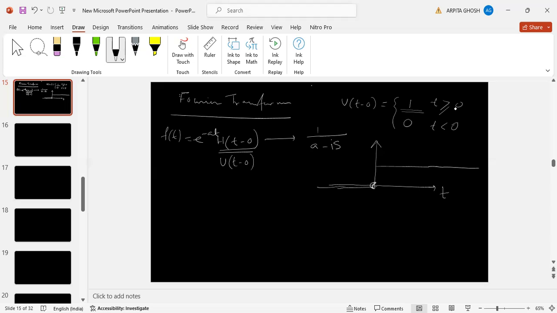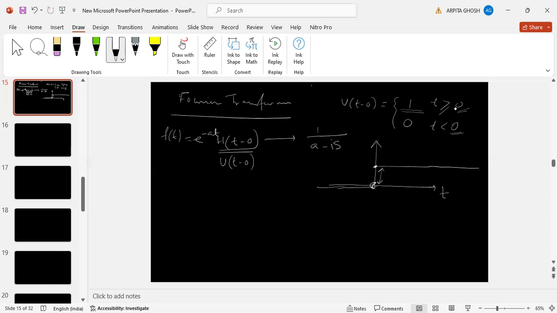At the point t equal to 0, the function value is 1. So this point is included, but there is a step jump of 1 unit. That is why we call it unit step function. At the common point, that is t equal to 0, there is a jump discontinuity. There is a jump of 1 unit.